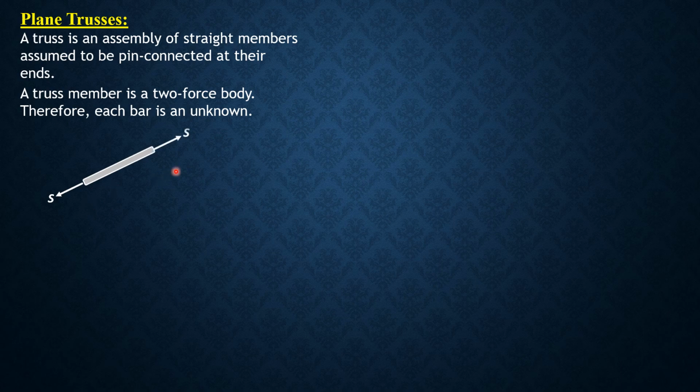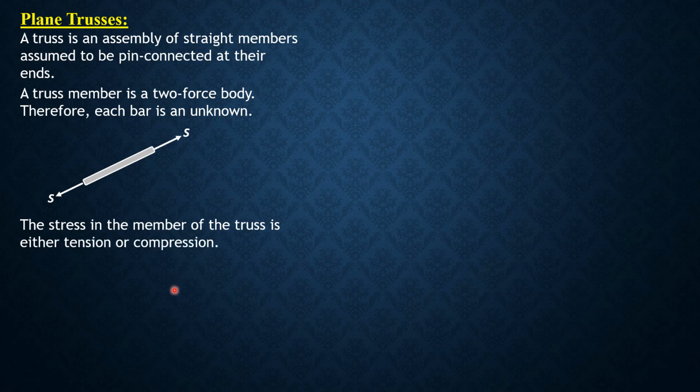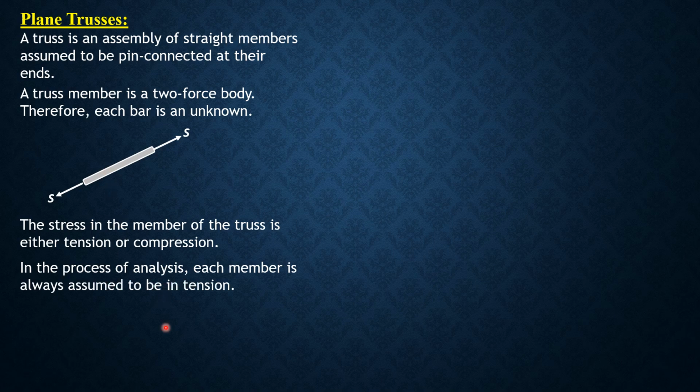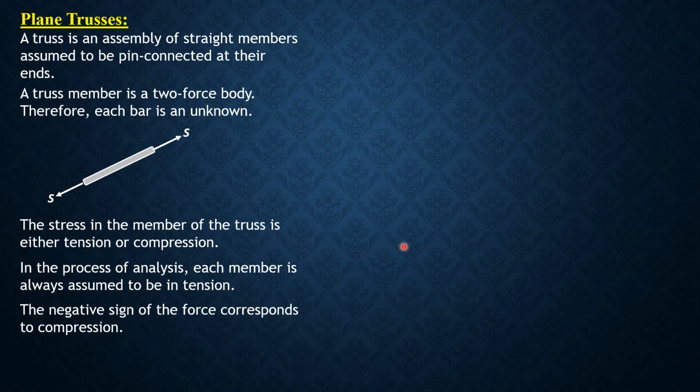So if we have here a truss member, then we always assume the stress in that member to be in tension. Therefore, the unknown is the bar force or the stress of this member. The stress in the member of the truss is either tension or compression. In the process of analysis, each member is always assumed to be in tension, and then a negative sign of the force corresponds to compression.